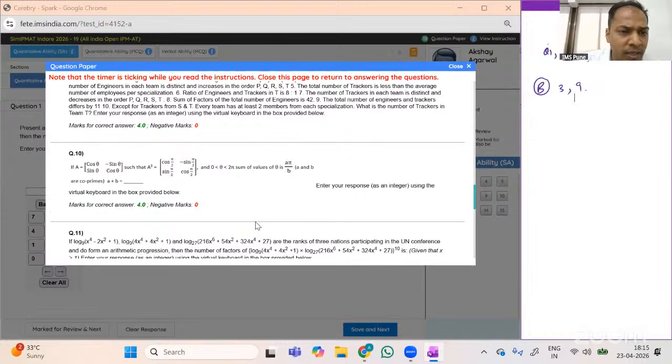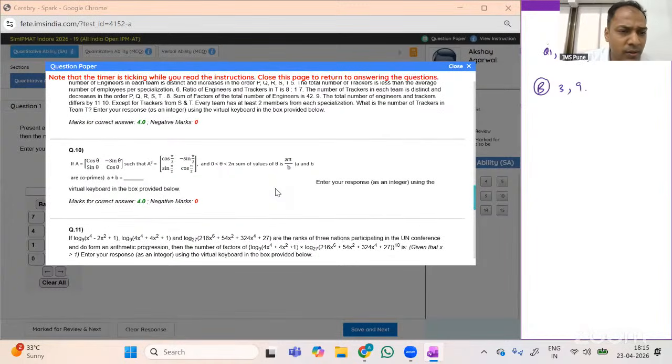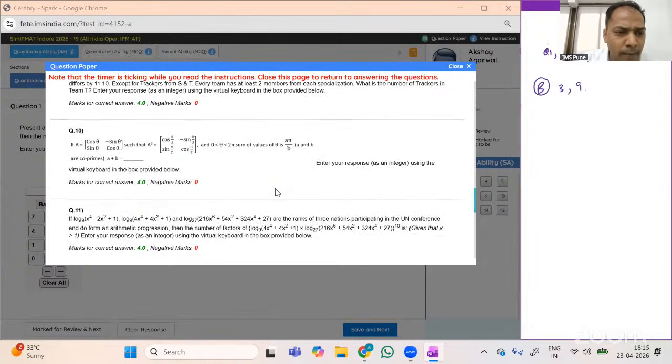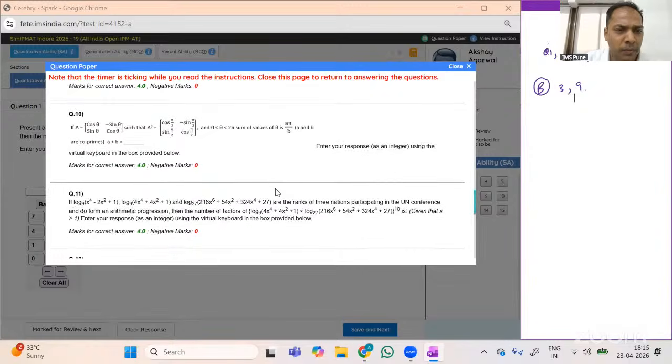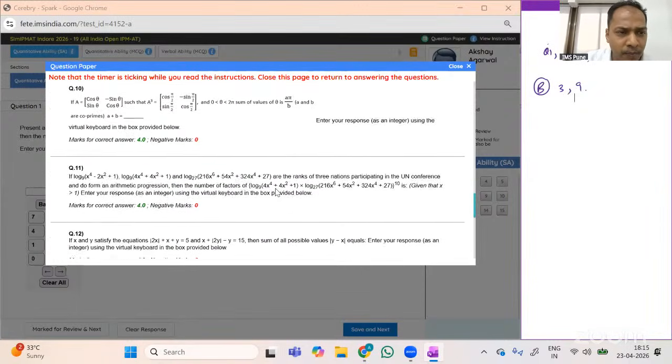Cos of this is such that a cube is cos of this. And theta is between 0 to 2 pi. The sum of values of theta is a pi, and this is this constant a plus b. A is cos square theta plus sine square theta. So cos theta sine, okay, it's fine. So I think I would be able to manage this question as well.